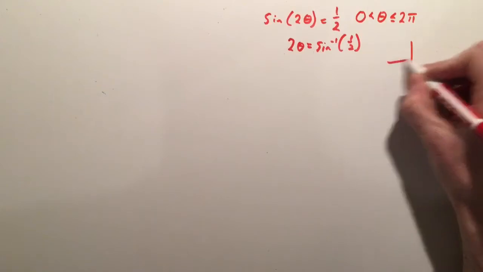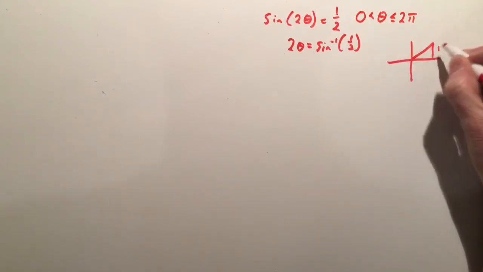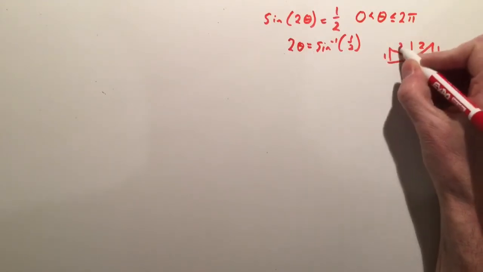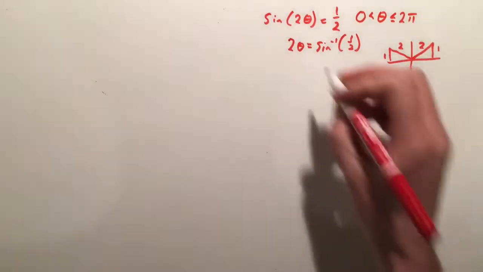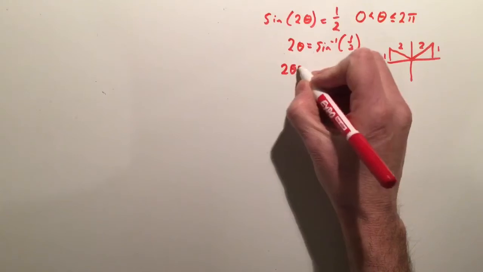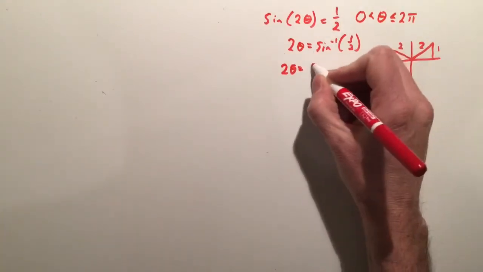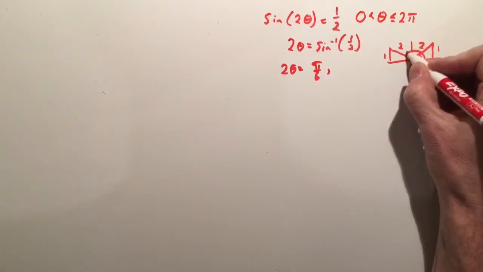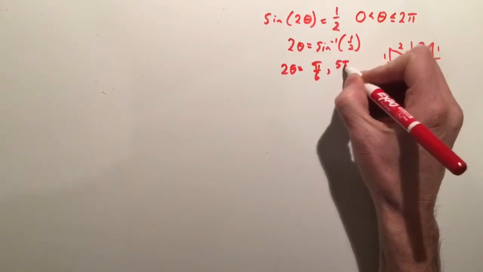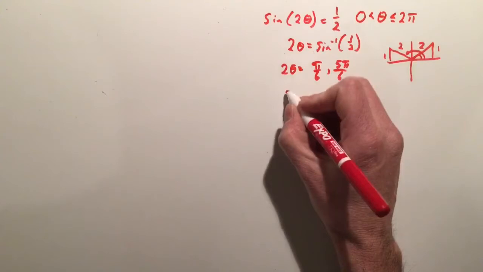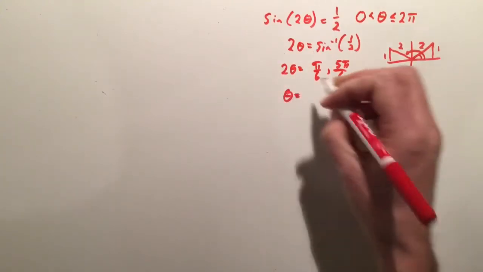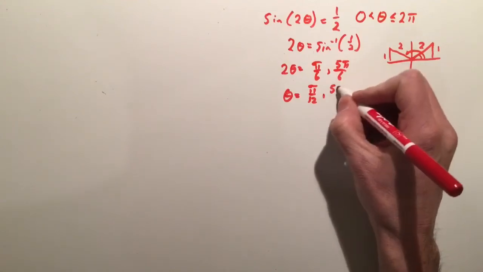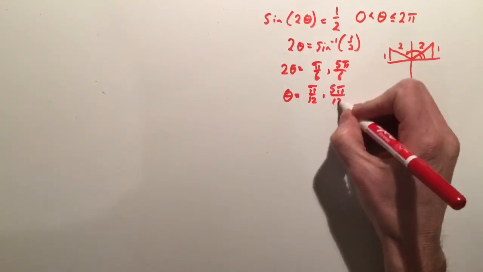We're going to take a look at our triangles. Sine is positive in the first quadrant and also in the second quadrant. So my angles then are going to be pi/6, and that's that one, and this one is going to be 5 pi/6. And then dividing both sides by 2, I get pi/12 and 5 pi/12.